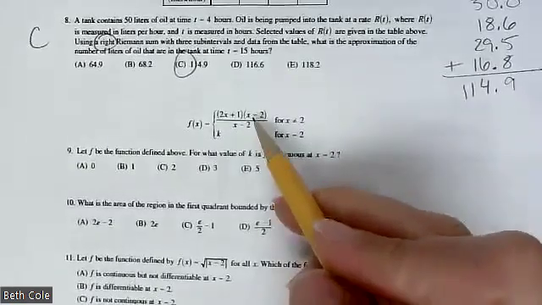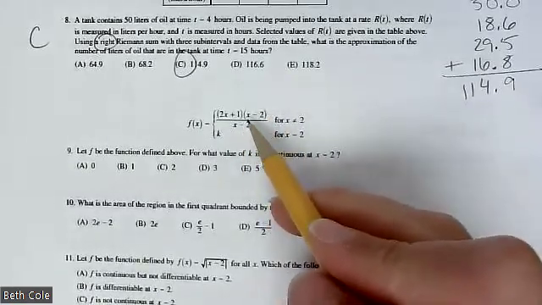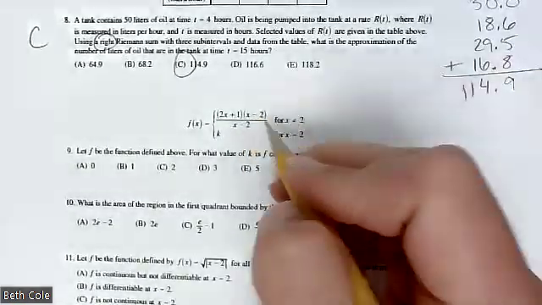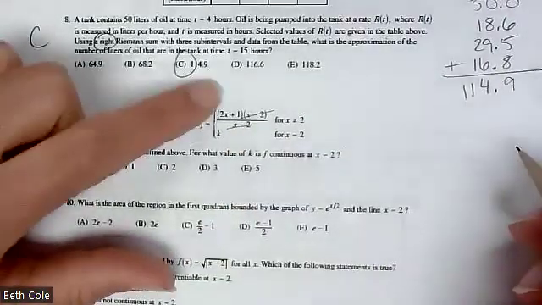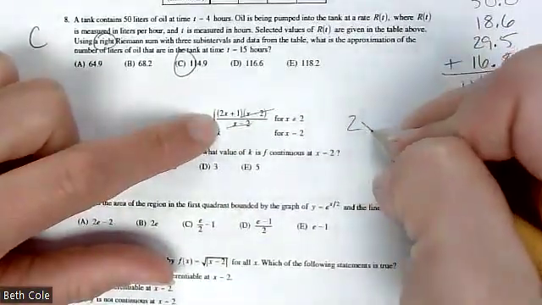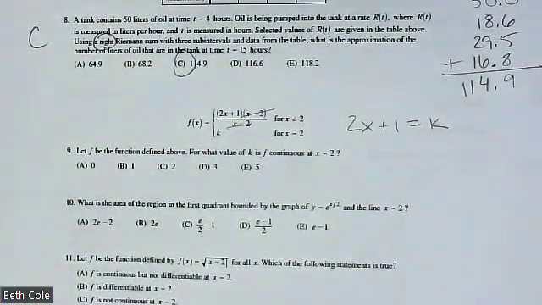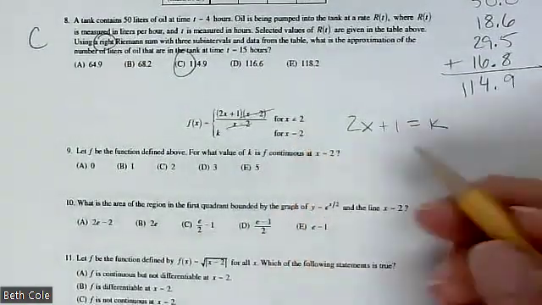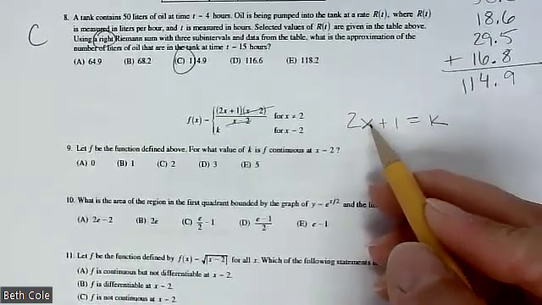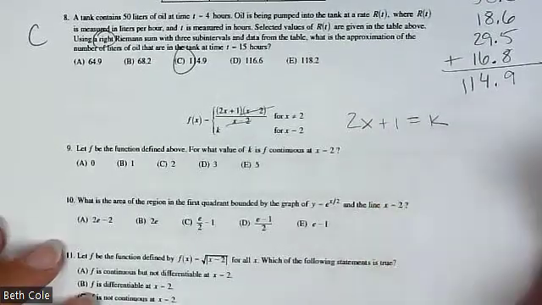Now, what's kind of nice about how they did this is you don't even have to factor it. They factored it for you. What cancels out here? Yeah, x minus 2's. You're going to set these equal: 2x plus 1 equals k. And what are we going to plug in for x? 2. Why 2? Because that's where it splits, right? So 2 times 2 is 4 plus 1 is 5.